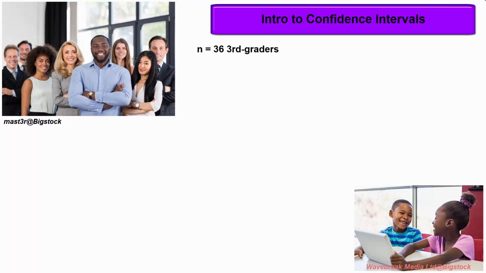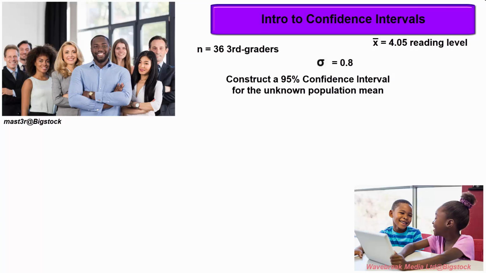So last summer, 36 underprivileged third graders whose reading scores had fallen over the previous summer interacted with the gadget at least 12 hours per week. Their mean reading score at the end of this summer, 4.05. Assume the population standard deviation is 0.8. Construct and interpret a 95% confidence interval for the mean reading score of all underprivileged third graders who would use such a gadget over the summer.